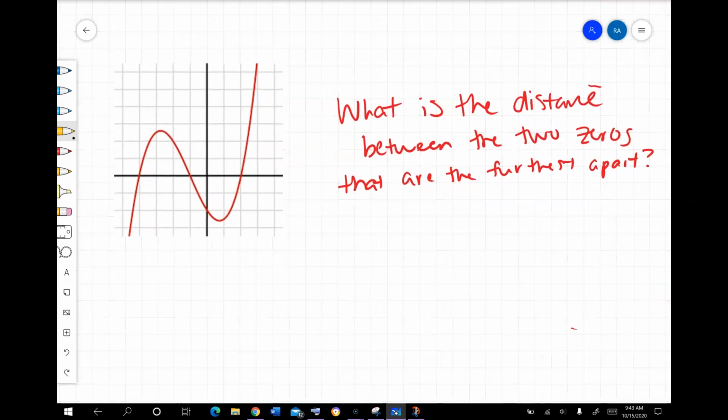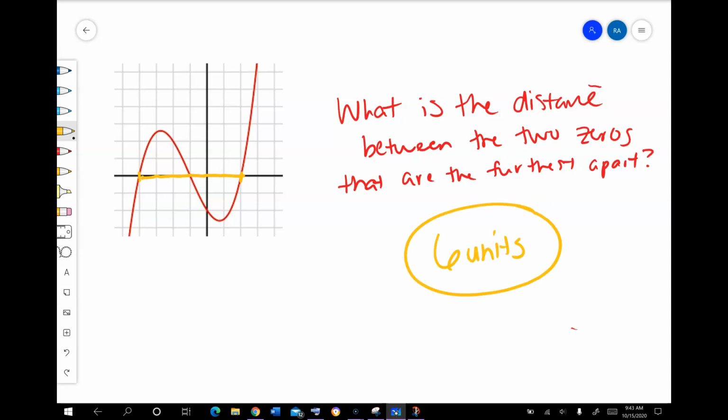This one, what is the distance between the two zeros that are the furthest apart? So that would be this guy and this guy. Again, we're just counting the units. 1, 2, 3, 4, 5, 6. 6 units will be the distance. Okay? And so that's all you have to do on this, but you will see this on the test tomorrow. Okay?